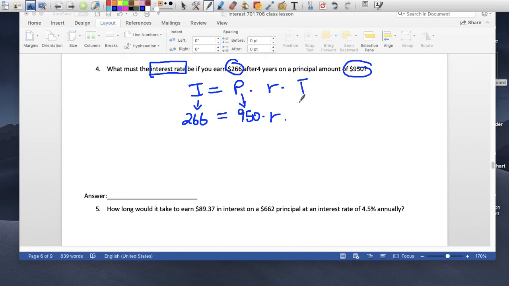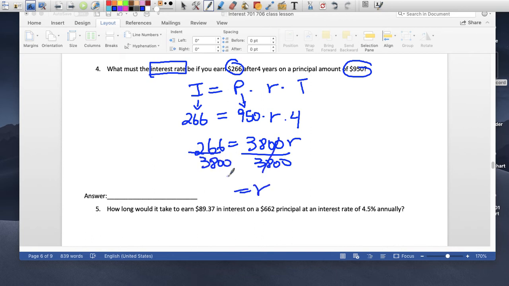And how much time did I leave that money in the bank? I left that money in the bank for 4 years. Let's continue. 266 equals 950 times 4 times r, which is 3,800 r. Now I get to divide by 3,800 on both sides. The interest rate is 266 divided by 3800, which gives me 0.07, and you need to change that to percent, and you get 7%. So that means that the bank was paying this person 7%.